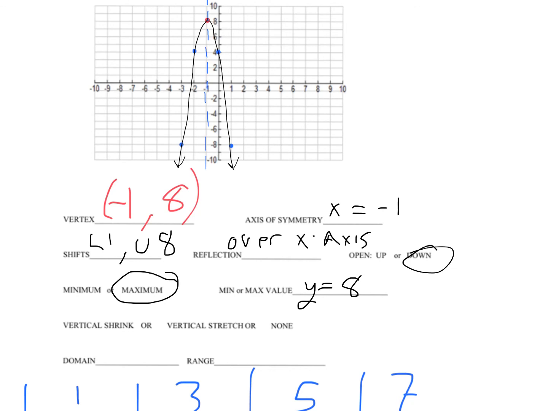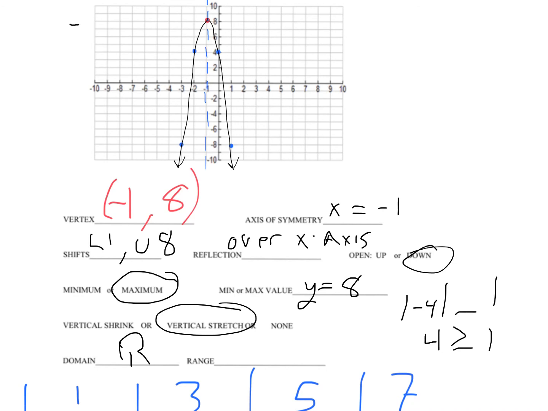Okay. Now, shrink, stretch, or neither? The absolute value of negative 4 compared to 1. The absolute value of negative 4 is 4, which compared to 1 is greater than, so this is a stretch. Domain is all reals, because again, there are no gaps in the graph, there's nowhere that the x's don't go. But the y's, again, notice my graph does not go above 8, so y has to be less than or equal to 8.